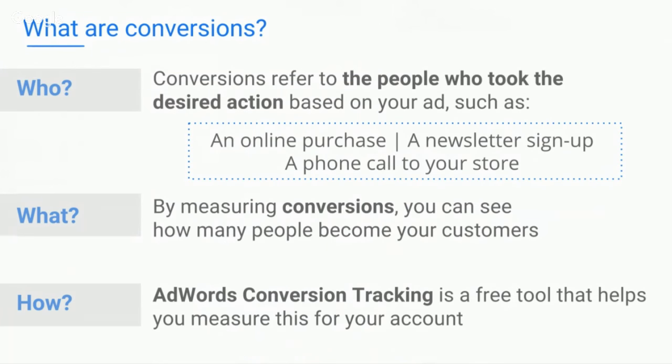Cool. So what are conversions? The first thing we want to look into is who are the people that are converting? So conversions refer to the people who took a desired action based on your ad. These actions could be anything from an online purchase, signing up to a newsletter, or a phone call to your store, right? So what? By measuring conversions, you can see how many people are becoming your customers. And how we do this is that AdWords conversion tracking is a free tool that helps you measure this for your account. And it's just done by implementing a little snippet of code, which we'll get to later on.